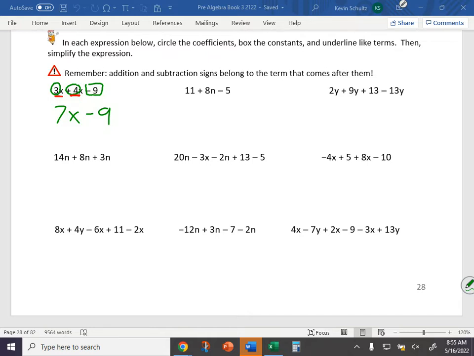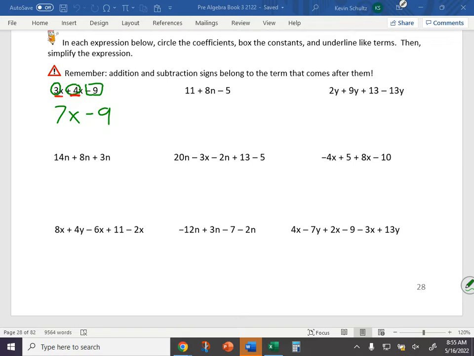Okay, go ahead. What was your follow-up question? What do you do if there isn't a constant? You don't have anything to box then. So then if there wasn't a -9, would it just be 7x? Correct. Yep.